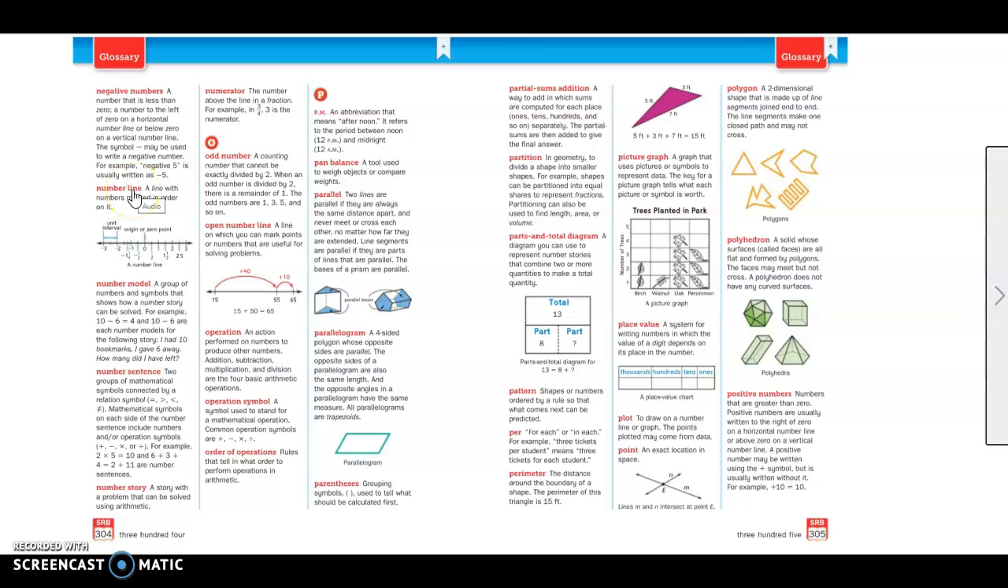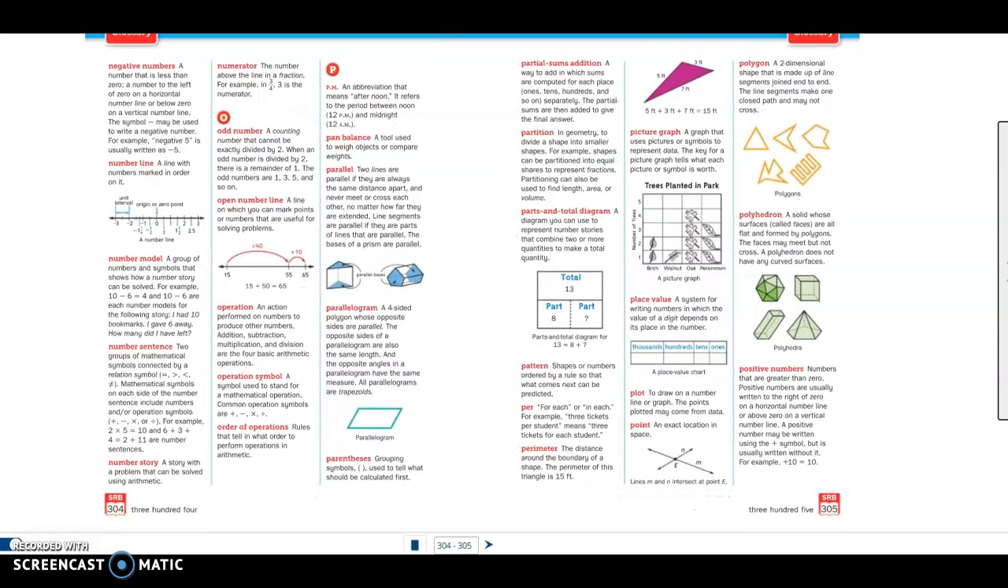So the number line, that word is in red, and the definition is right after it: a line with numbers marked in order on it. And then it gives me an example. There's lots of visual examples. Also, over here on page 305, I have the picture graph, a graph that uses pictures or symbols to represent data. The key for a picture graph tells what each picture or symbol is worth, and then it gives an example of a picture graph right here.